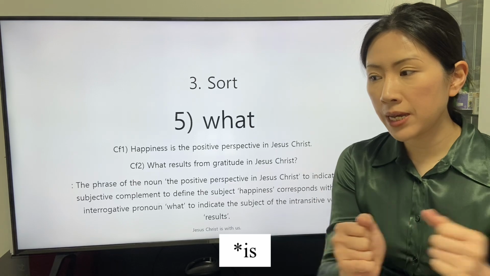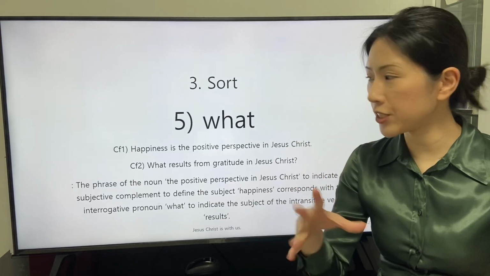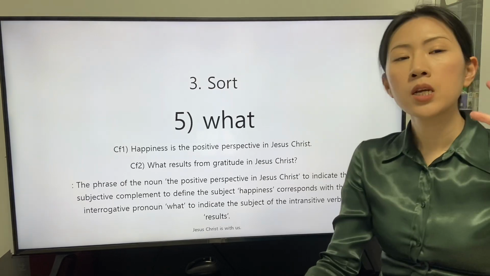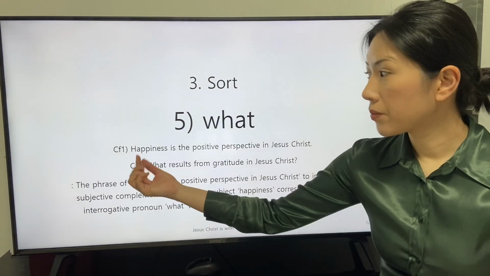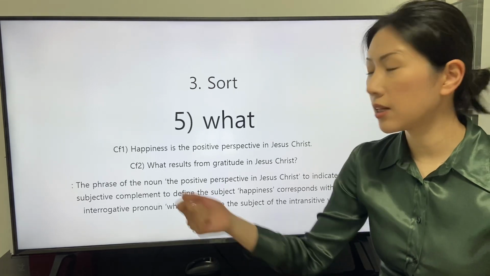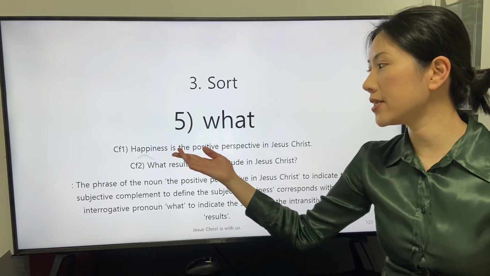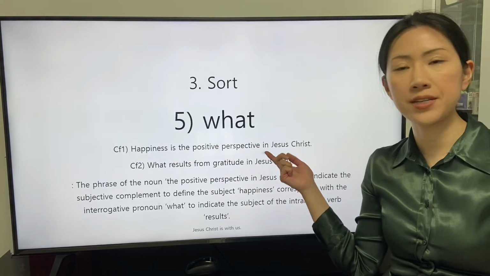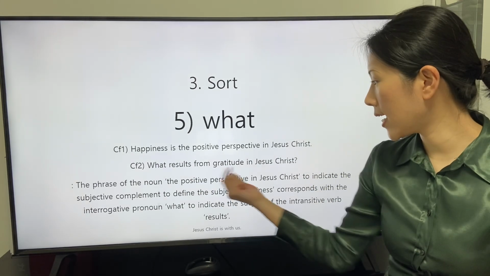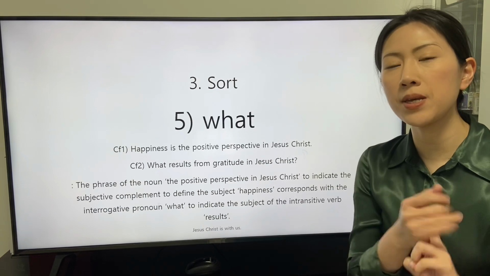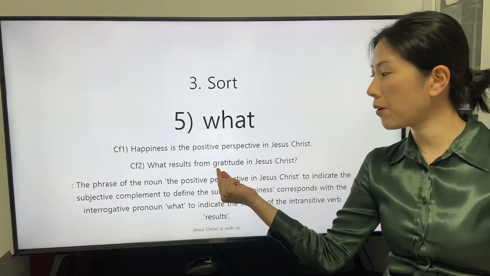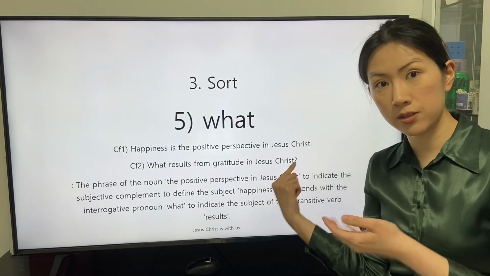The sentence is an integration of these two sentences. The first sentence to be the main clause is this: happiness is the positive perspective in Jesus Christ. The second sentence, that is the interrogative clause, to be the subordinate clause is this: what results from gratitude in Jesus Christ.